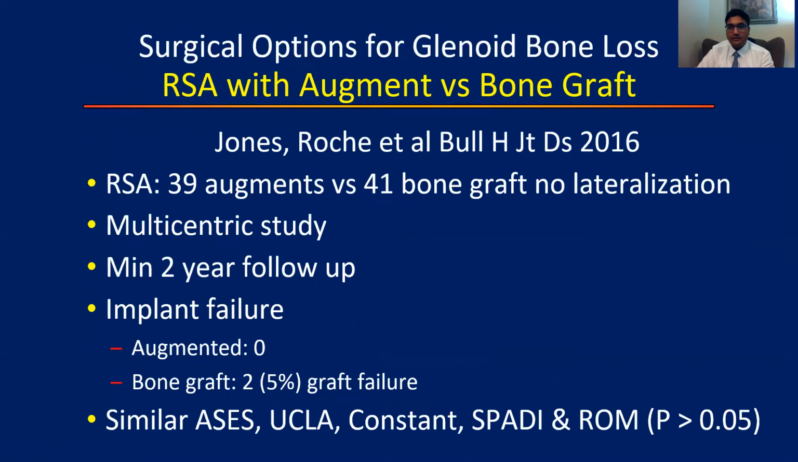Another study by Jones et al. compared patients who were operated with augments or a bone graft using reverse shoulder arthroplasty. This was a multicentric study with a minimum of 2-year follow-up. None of the patients with augmented prosthesis had a failure, and 5% of patients with bone graft had failure. All the patients had improvement in function and range of motion.